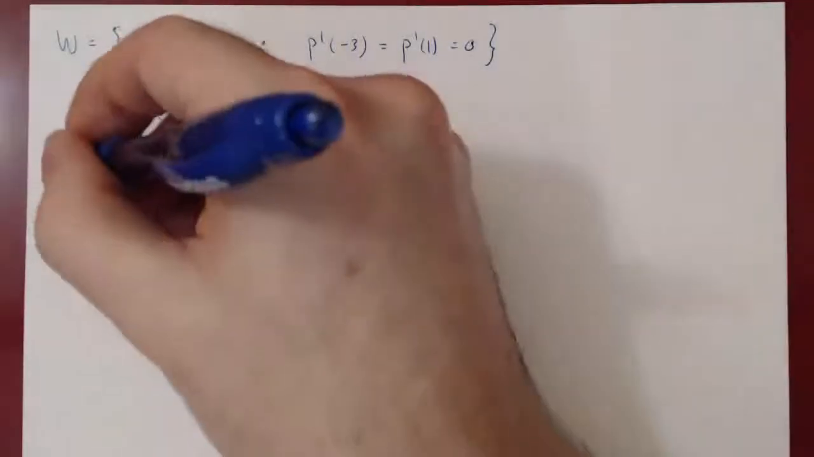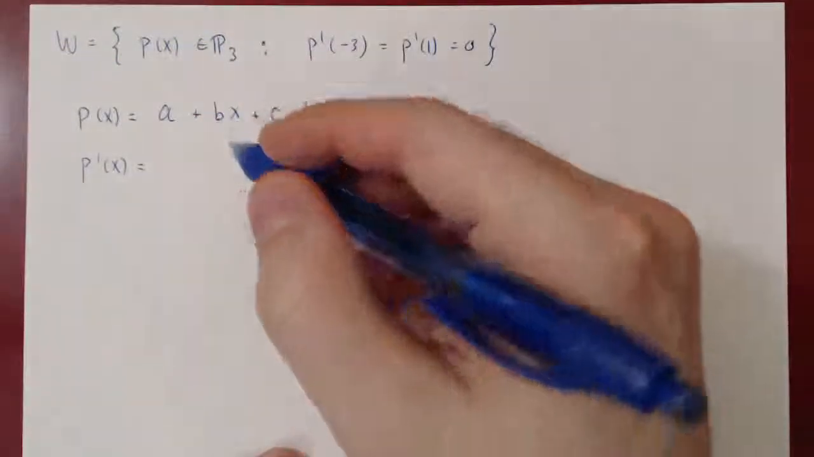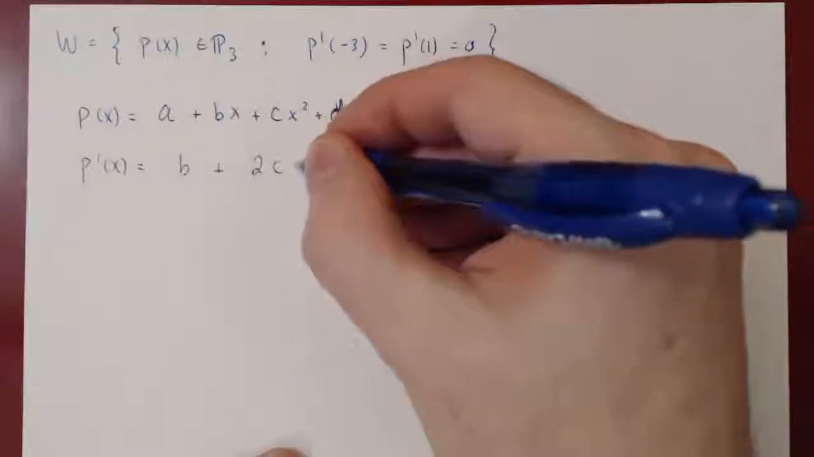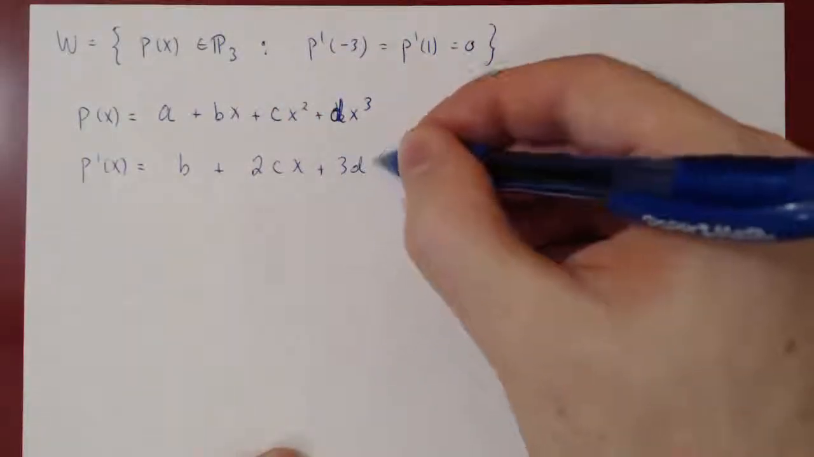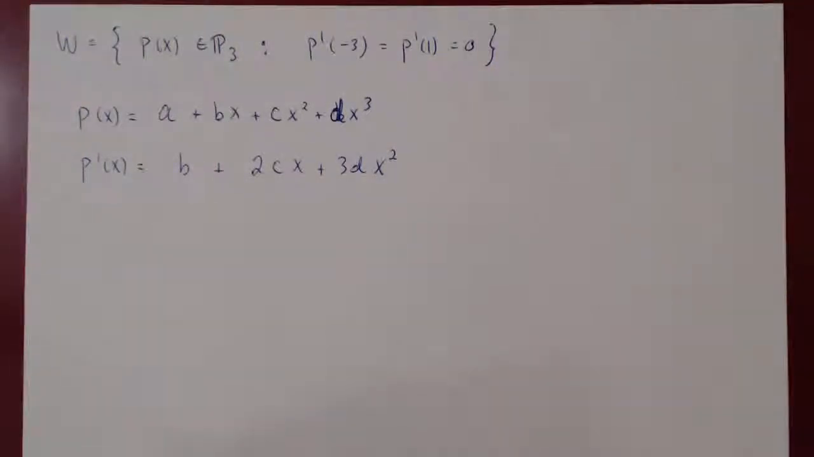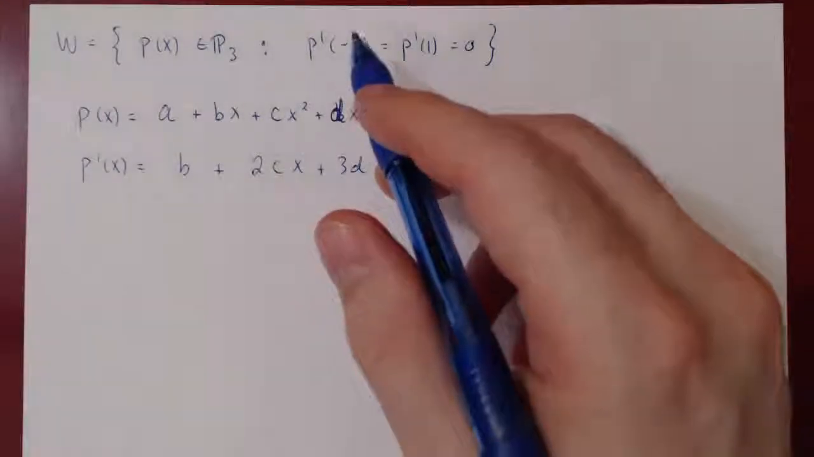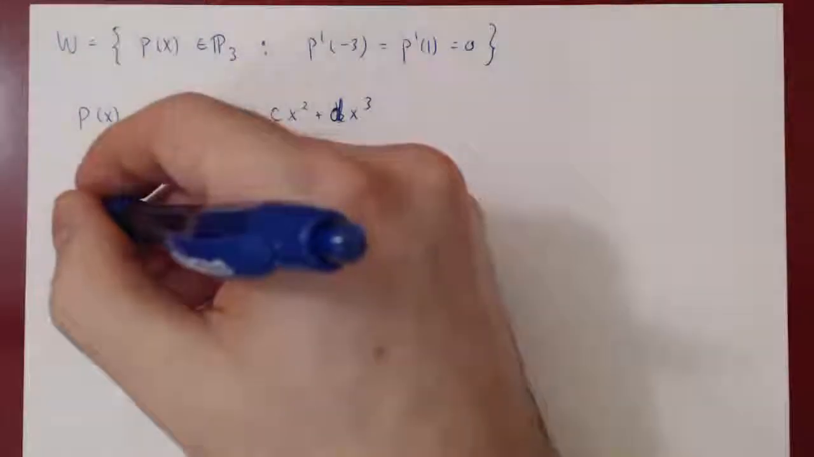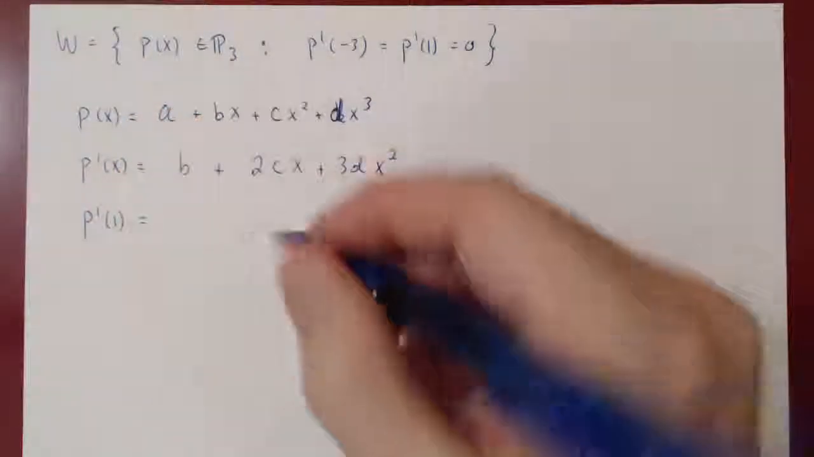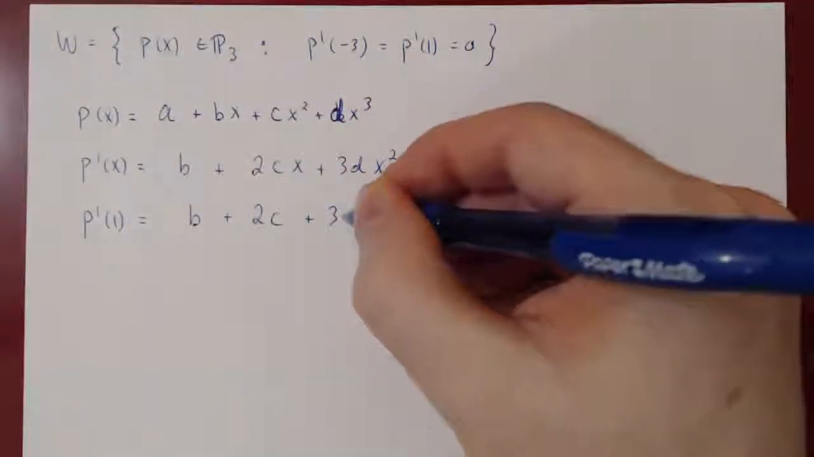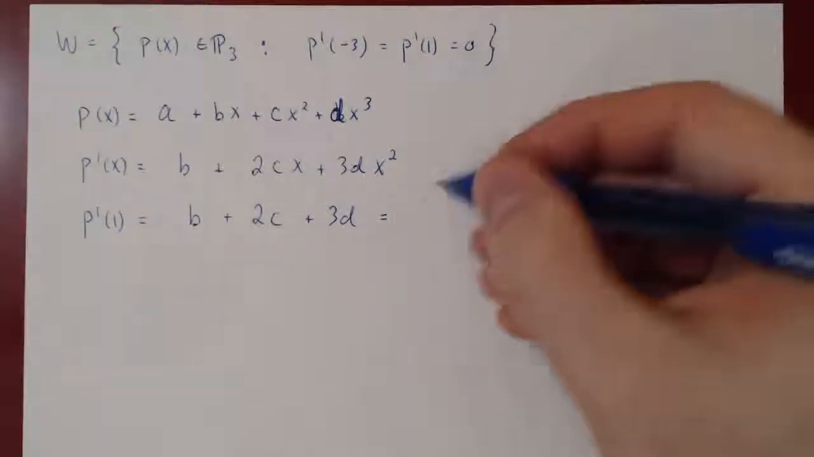We need to find the derivative, so P prime of x, let's differentiate. The derivative of a constant is 0, plus b plus 2cx plus 3dx squared. This is the derivative of p. And now let's evaluate the derivative at x equals 1 and negative 3. So p prime of 1, let's replace x by 1, gives us b plus 2c plus 3d, and this equals 0.